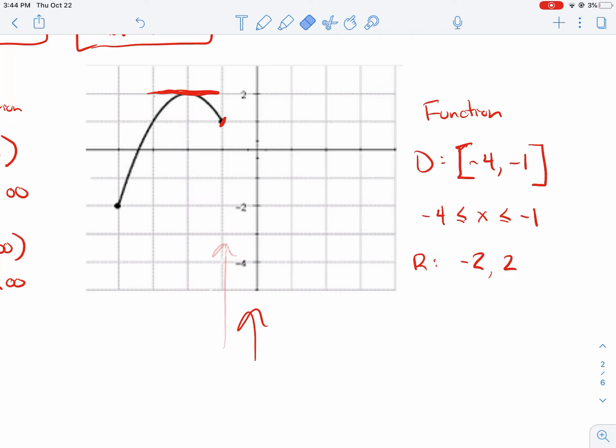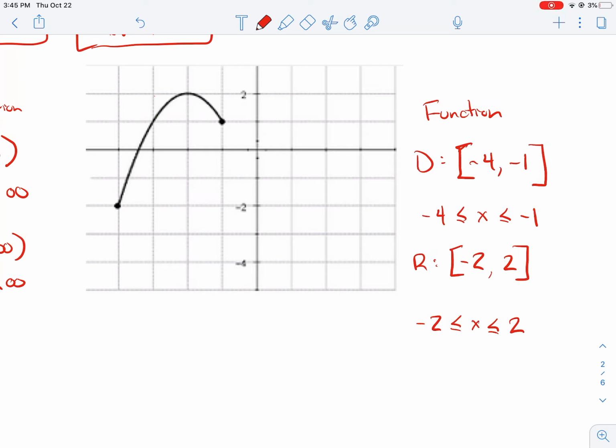Now again, you don't have any holes here. I want to include both of those points, so I put a bracket around it. And if I were to write this as an inequality, it'd be -2 is less than or equal to y, which is less than or equal to 2.